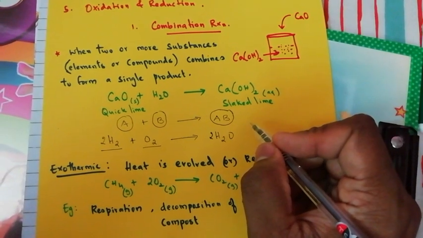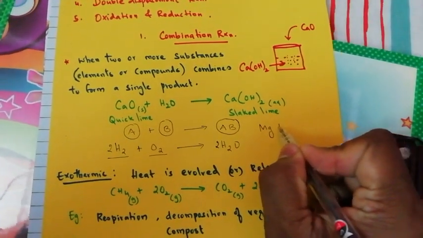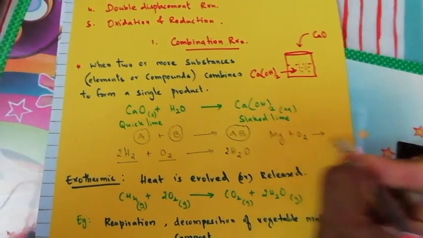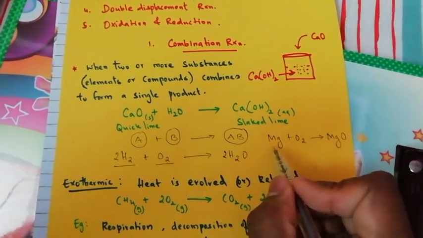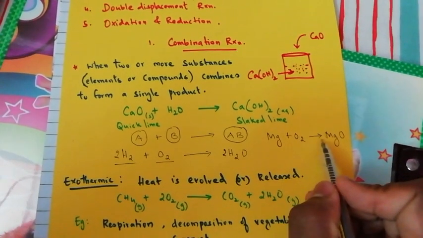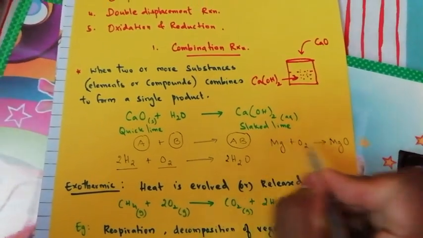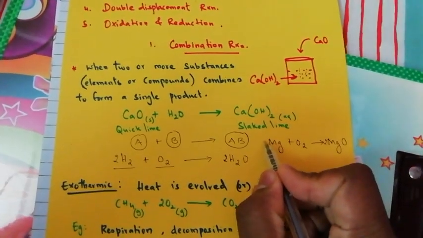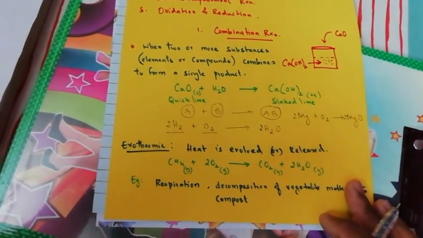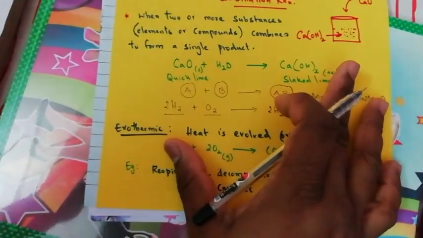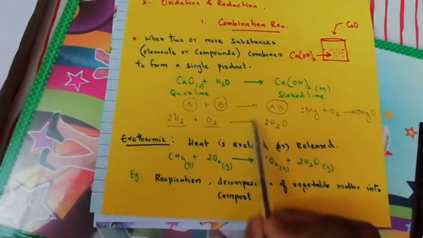Remember the example that I gave you yesterday. Magnesium plus oxygen gives magnesium oxide. That means two or more elements combine to form a single product. Clear? And you have to balance this. Understood? So this is what a combination reaction is. In combination reaction itself, what we are learning actually, you look at here, two elements combine to form a single product.